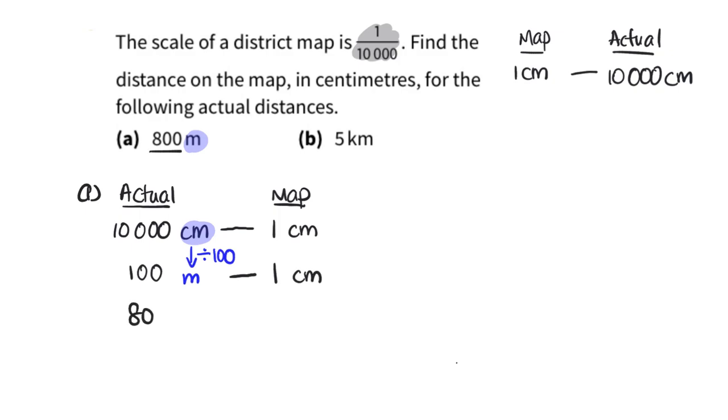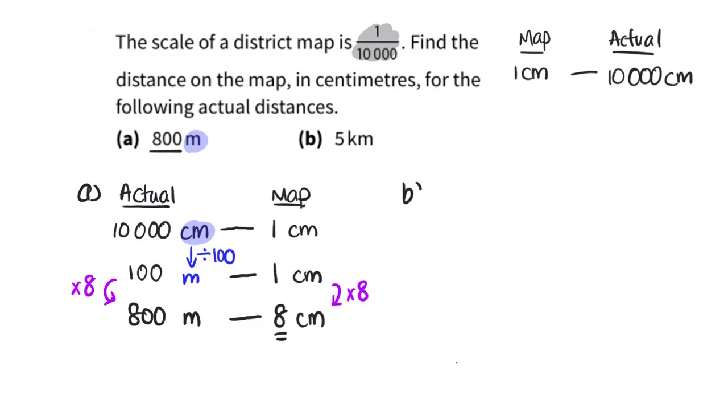So how many cm is represented by 800 meter? What number should we times? Yes, we just need to times 8. And that will give us 8 cm.